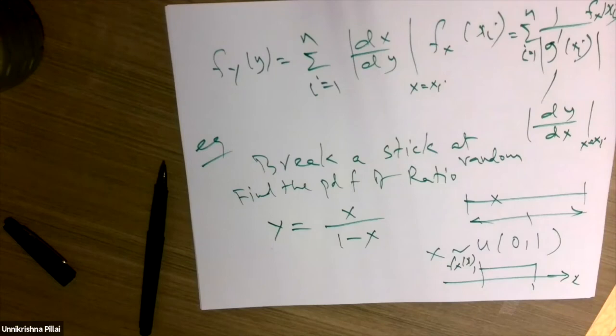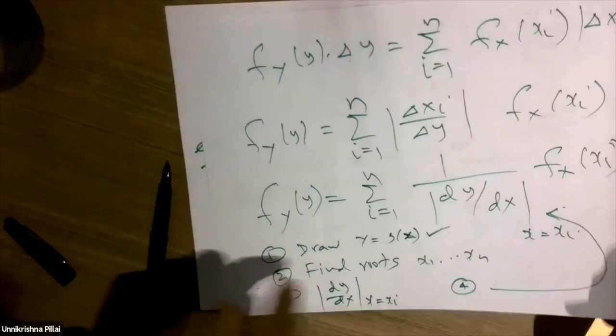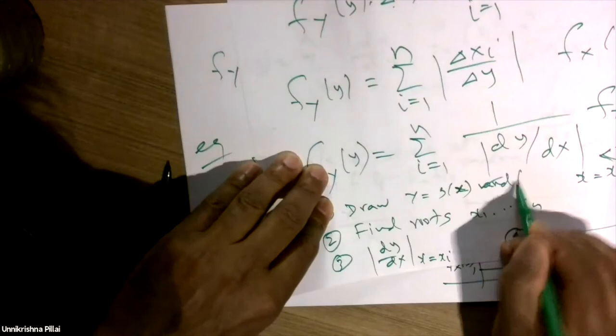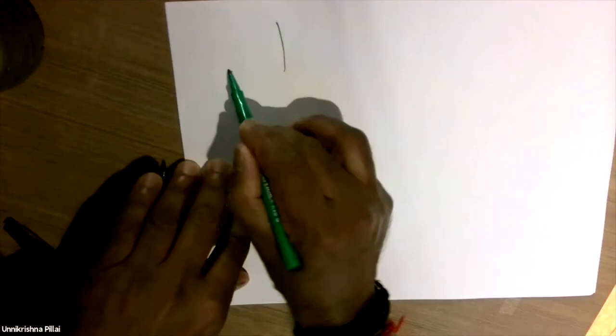You see, this is a function. If you want, you can plot it. So I'll do this two ways. Since I told you the steps, I don't want to violate them. I gave you four steps and I'm going to follow that. So draw the graph of y(x) and f_X(x). This is very important. You need to draw both the graphs and you will see why. So step one is I want to draw both the graphs.